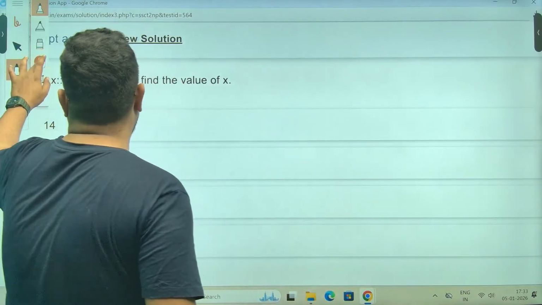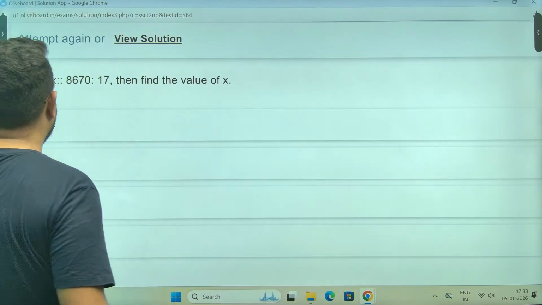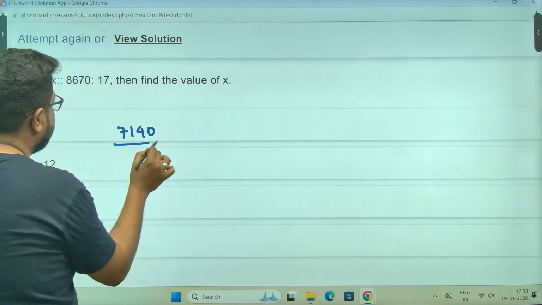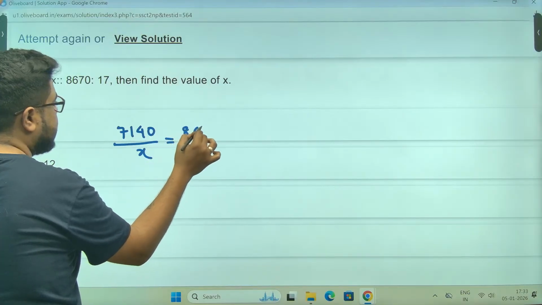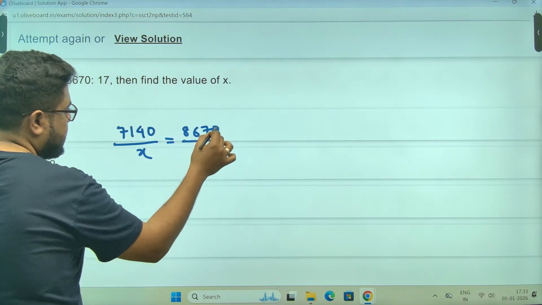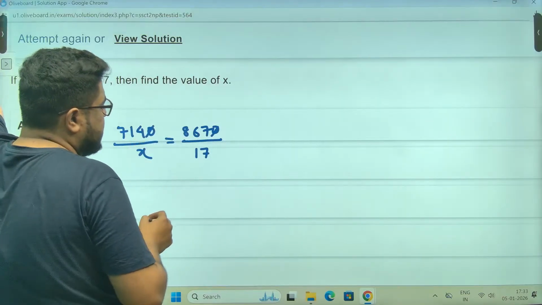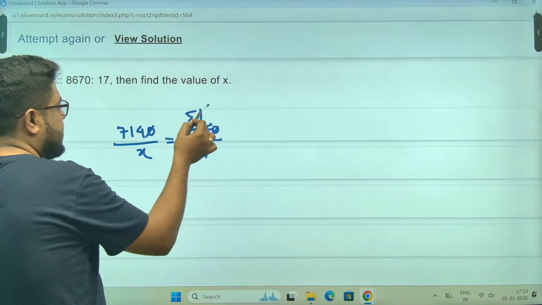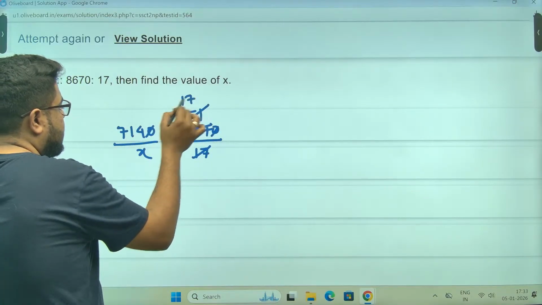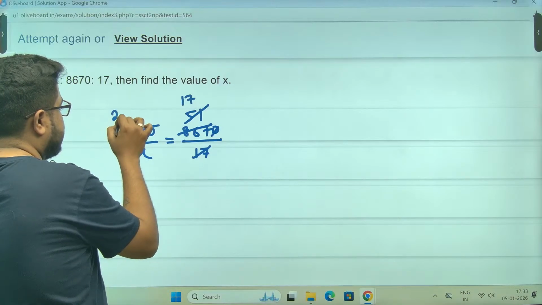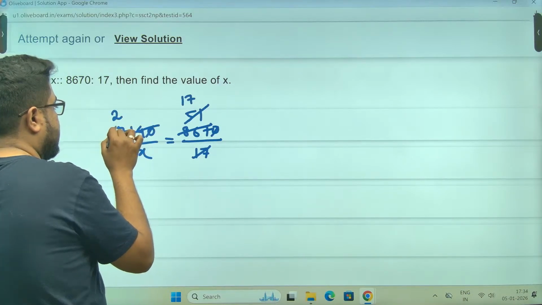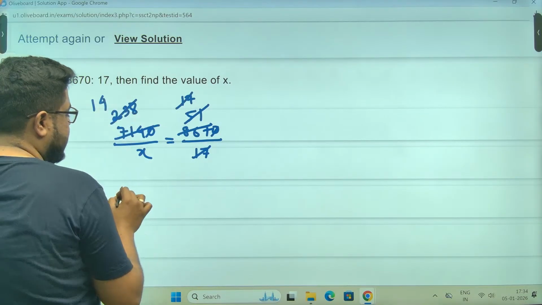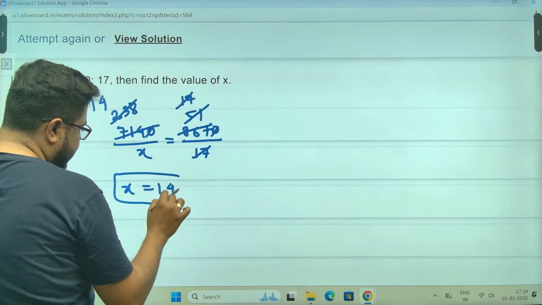Chalo. Next one, sir. 7140, sir, it's a variation, like a normal proportion question. By x, 8670 by 17. Sir, 0, 0 gone. Calculate. 17 will go? Yes, sir. 5 17s are 85, 1s are this. Again 17 3s. 3 3s are 9. 3 8s are this. 17 1, 17 4s. X is 14, sir. X value is 14.